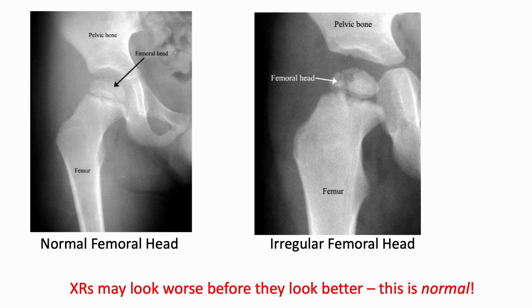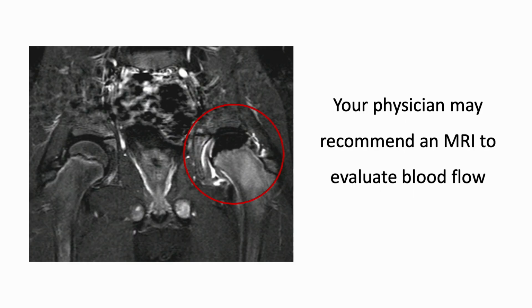Notably, x-rays may look worse before they look better. This is normal and represents the usual sequential healing process in Perthes disease. In some cases, your physician may also recommend an MRI to better evaluate blood flow to the femoral head.